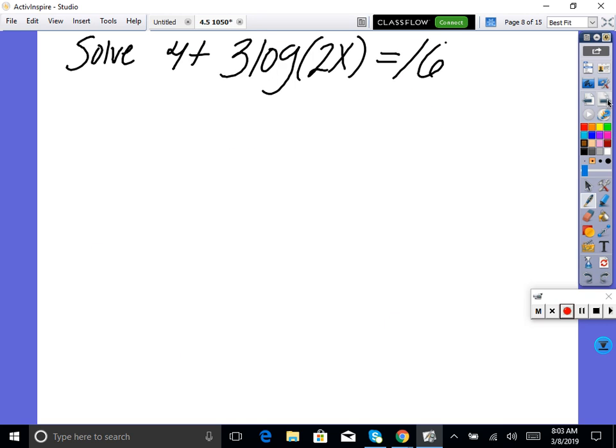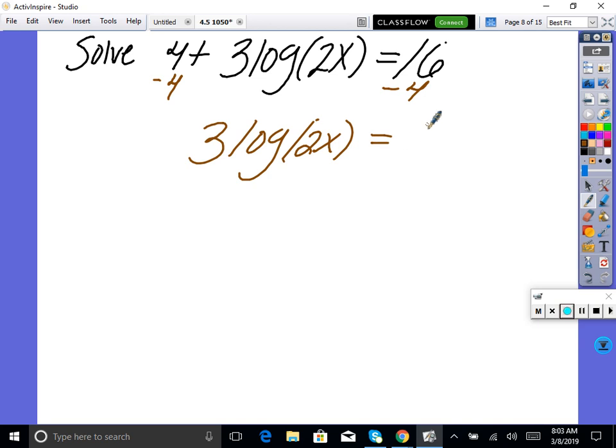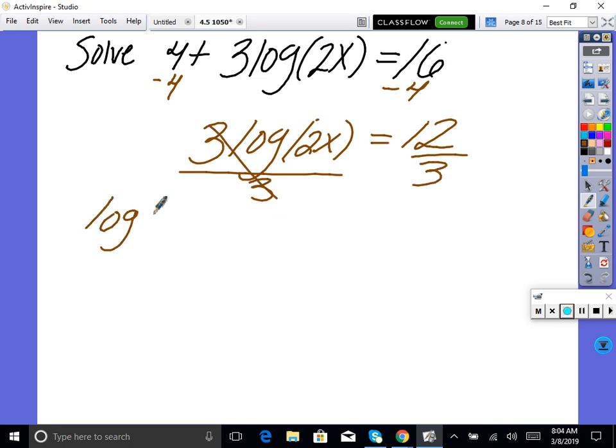All right. So let's look at this one. Write it down. This one's a good one to write down. 4 plus 3 log of 2x equals 16. Well, I guess this one's still pretty straightforward. First step would be to subtract 4. Then we have 3 log of 2x is equal to 12, right? Then we would divide by 3. So we have log of 2x equals 4.